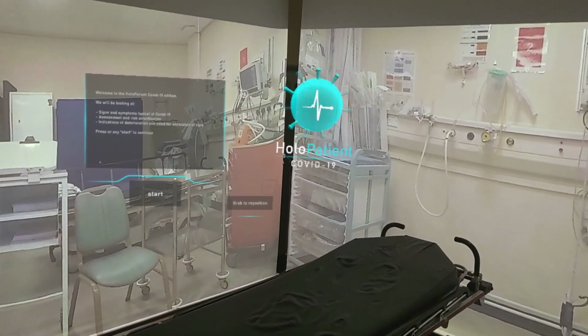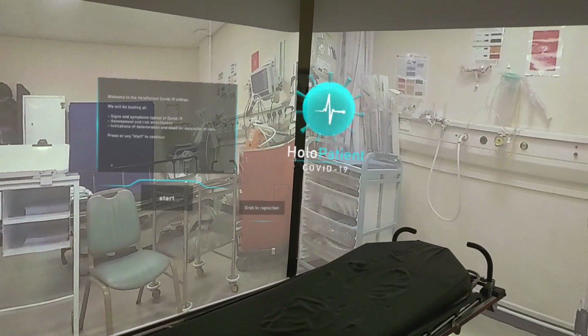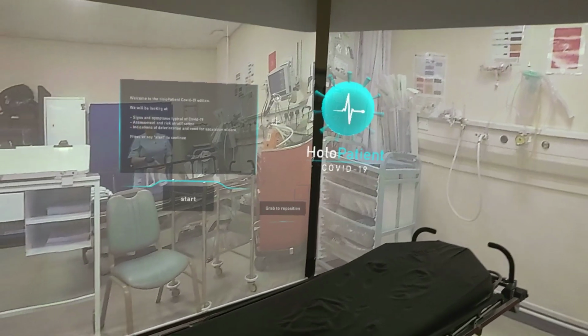I'm Craig. I'm the SimTech here at the Simulation Centre. Today we're going to be looking at the Microsoft HoloLens 2, and we're going to be going into the Holo patient who has COVID-19.